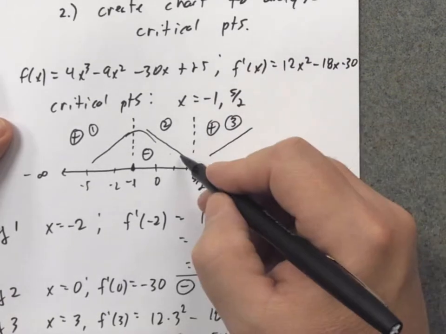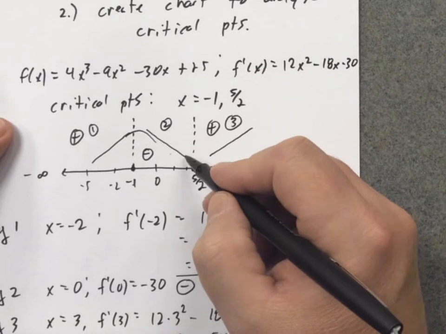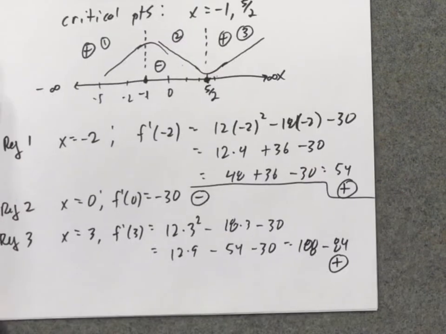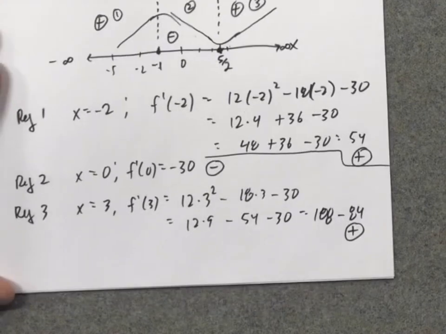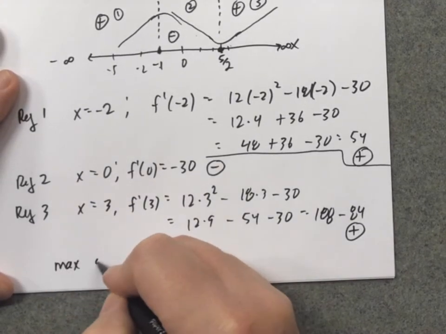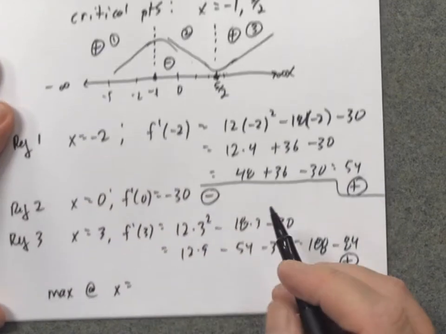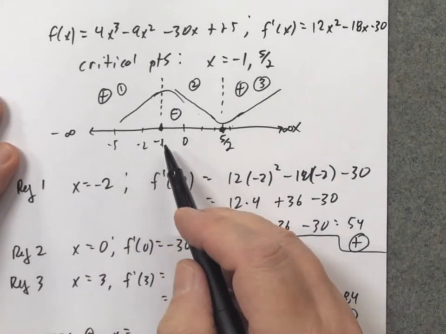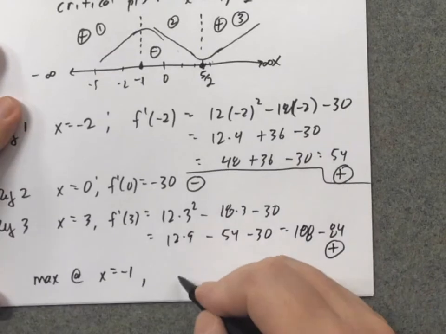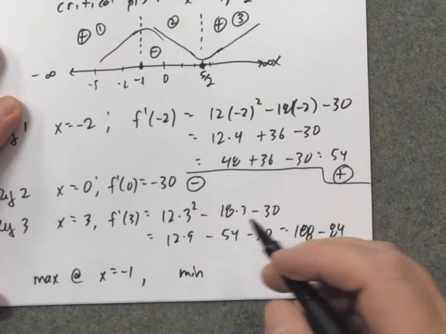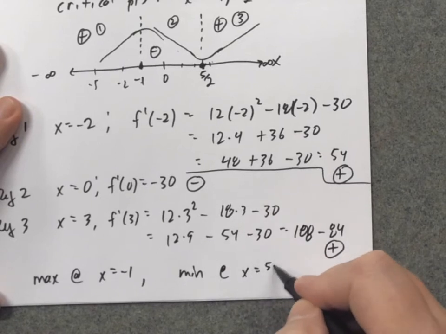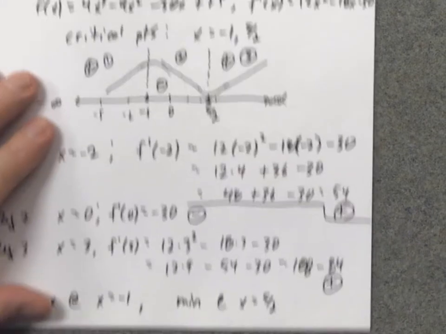Think of it like this. So what's going on at this critical point? Obviously, it's a minimum. So I can now say I have a maximum when x is -1, and I have a minimum when x is 5/2.